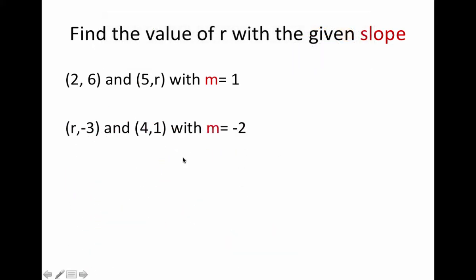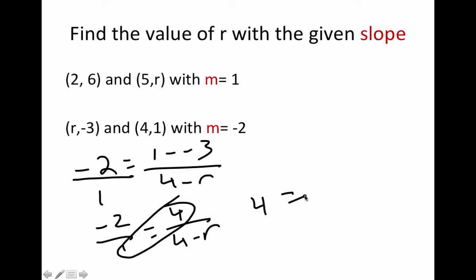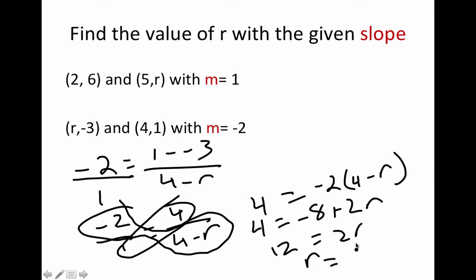Same idea here. Negative 2 equals y2 minus y1 over x2 minus x1. You could multiply both sides by 4 minus r if you wanted to get that out of there, or you could cross multiply. So I'm going to have negative 2 over 1 equals 4 over 4 minus r. 4 equals negative 2 times 4 minus r. Solve for r. 4 equals negative 8 plus 2r. 2r is 12. r is 6.